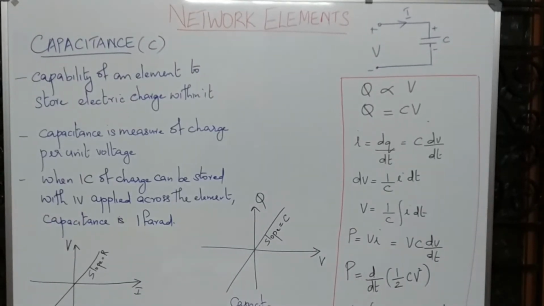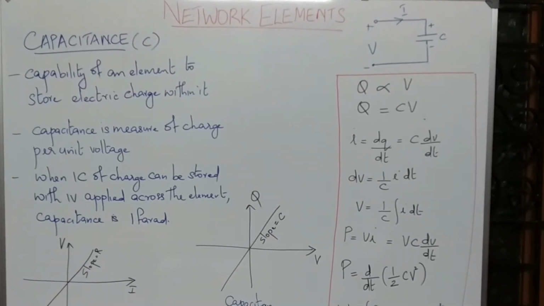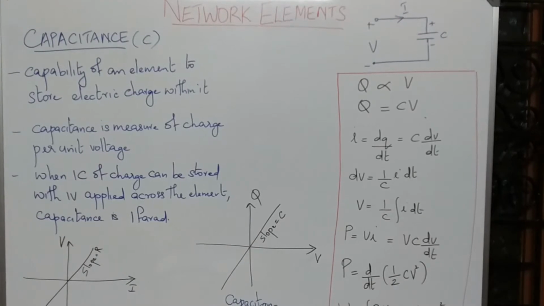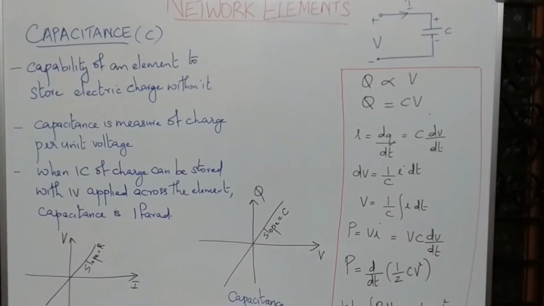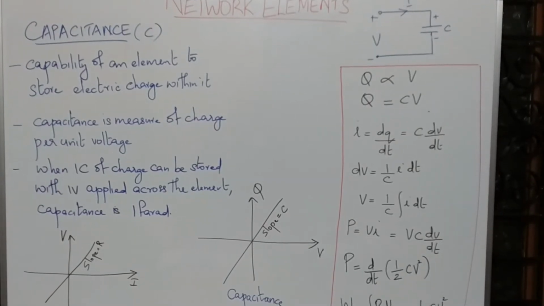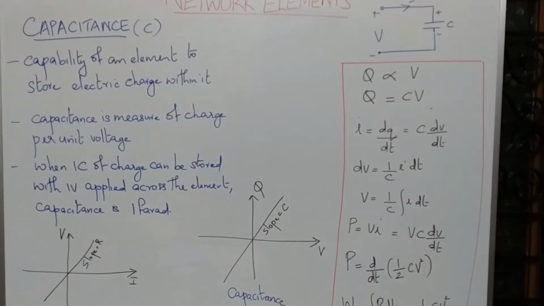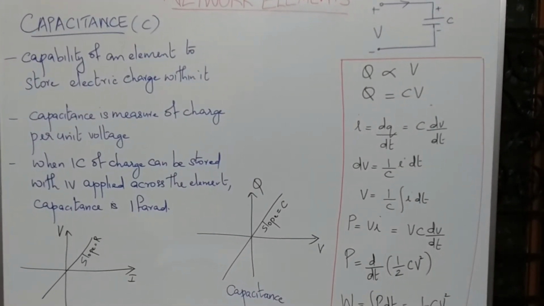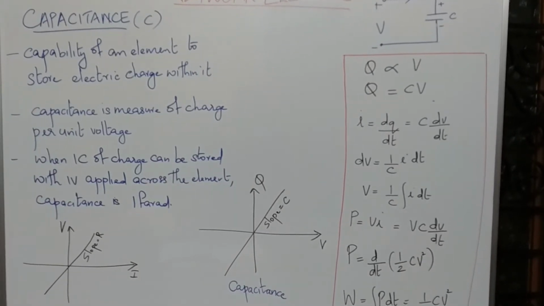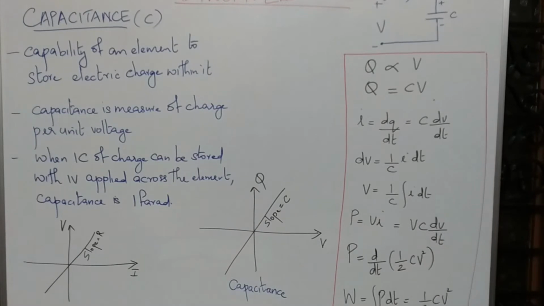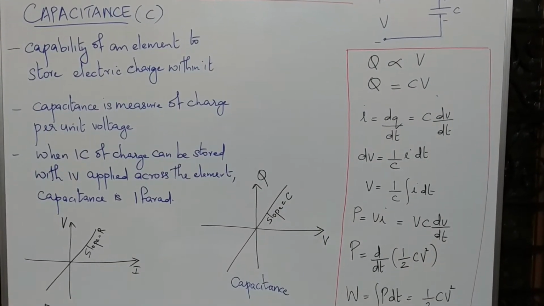Next we'll see capacitance. Capacitance is the ability of an element to store electric charge within it. A capacitor will store electric energy in the form of electric field established by the two polarities of charges on the two electrodes of a capacitor. Quantitatively, we can say capacitance is a measure of charge per unit voltage, and the unit of capacitance is farad.